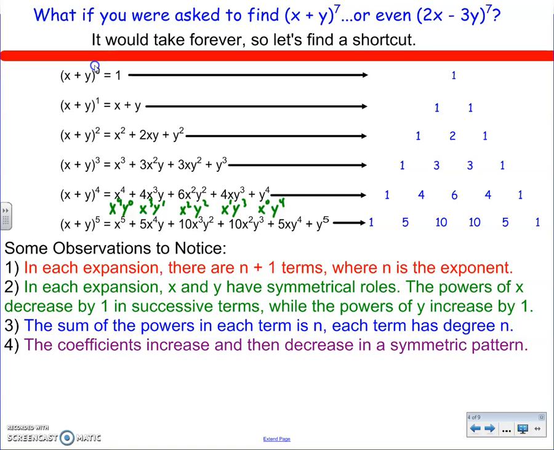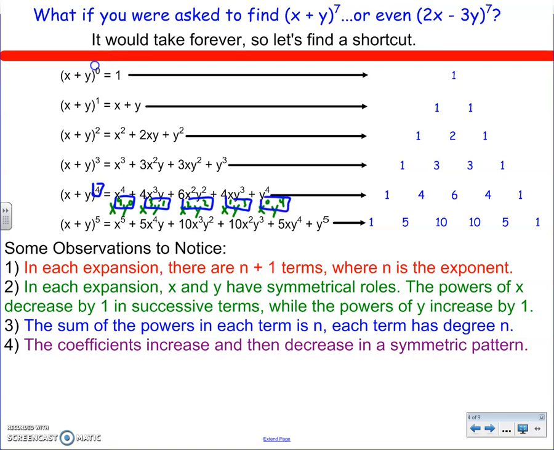Then the third observation is the sum of the powers in each term is n, which matches the degree. So degree here is 4. Remember, when you have multiple variables, the degree is the exponents of each variable added together. So this is 4 plus 0 is 4. 3 plus 1 is 4. 2 plus 2 is 4. 1 plus 3 is 4. 0 plus 4 is 4.